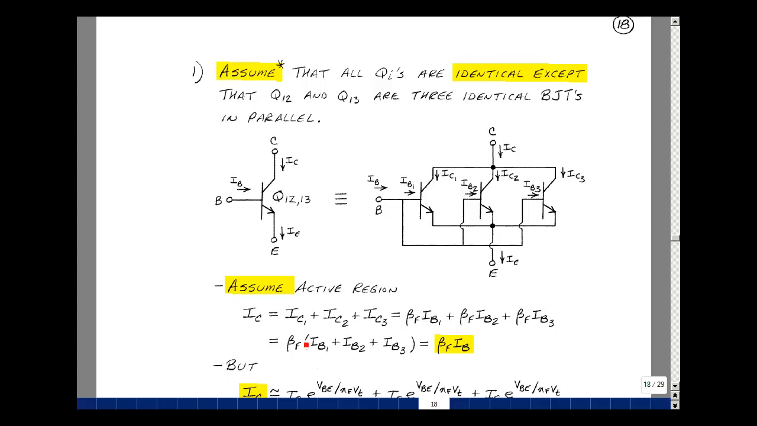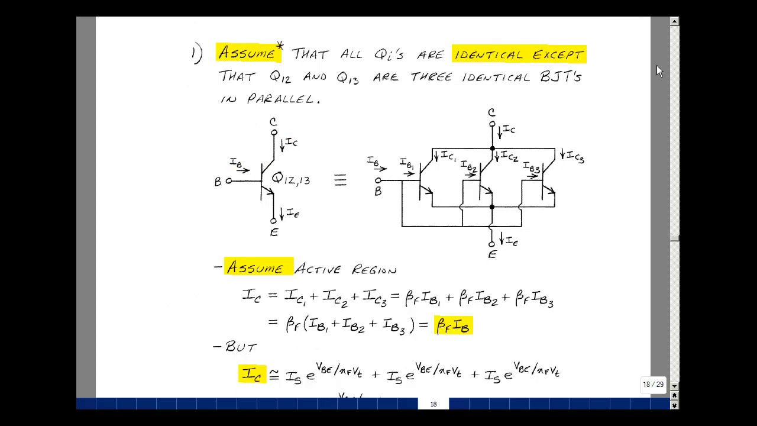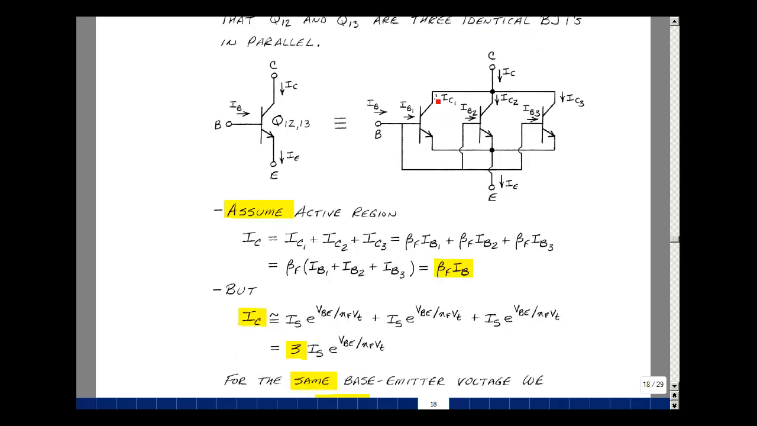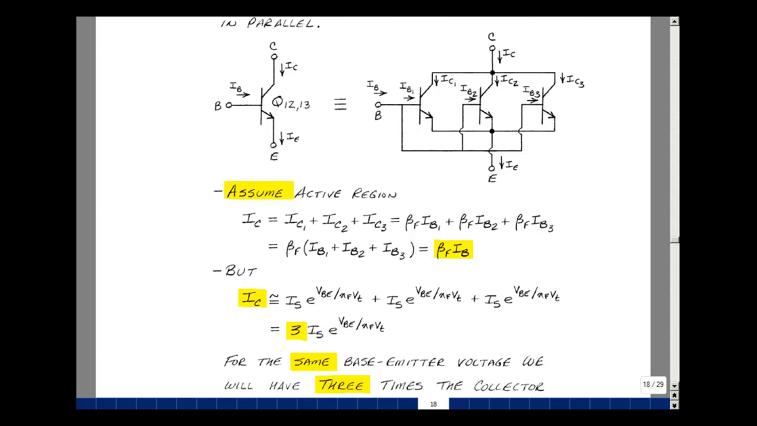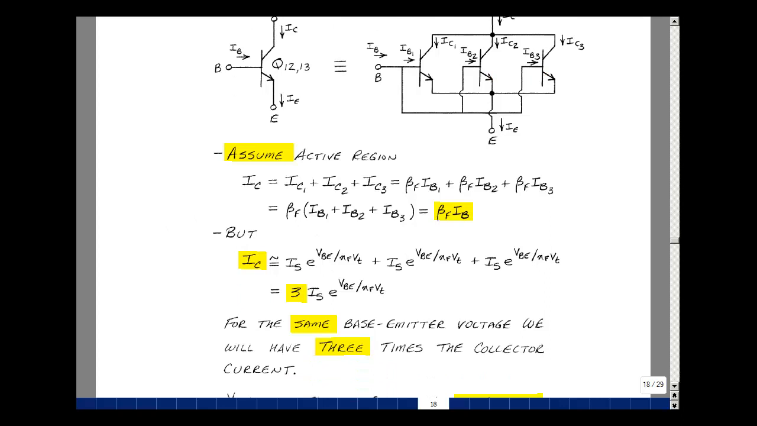Pull out the common beta F. What we've got is the sum of the 3 base currents. Of course, that's going to be equal to the current that's coming into the base of the composite transistor. The collector current for this transistor is equal to beta F times the base current. But if we're in the active region, the collector current for each transistor is going to be roughly I sub S times e to the voltage across the base emitter over eta F times V sub T. But the voltage across the base emitter is the same for the 3 transistors. What we've got here is 3 times the value of the current that's in each transistor. For the same base emitter voltage, we'll have 3 times the current that flows in here.